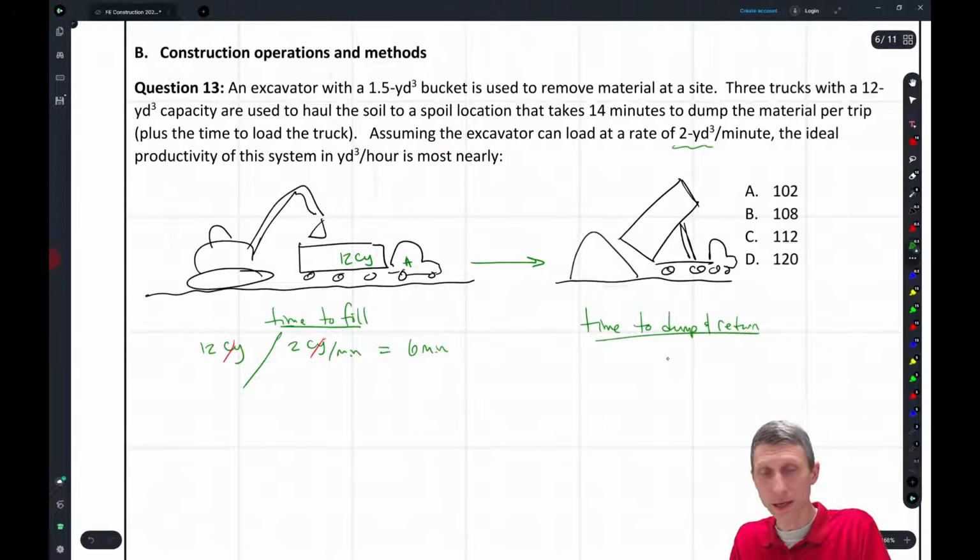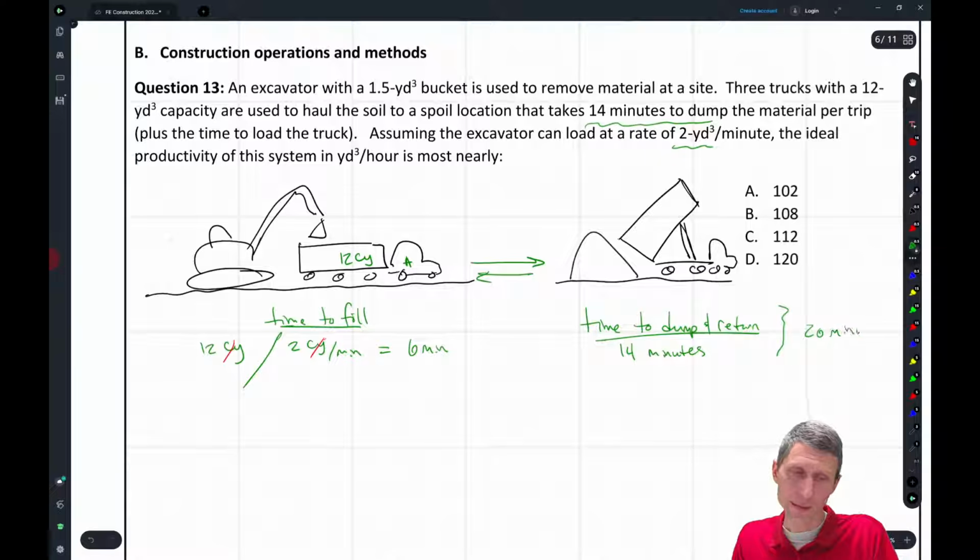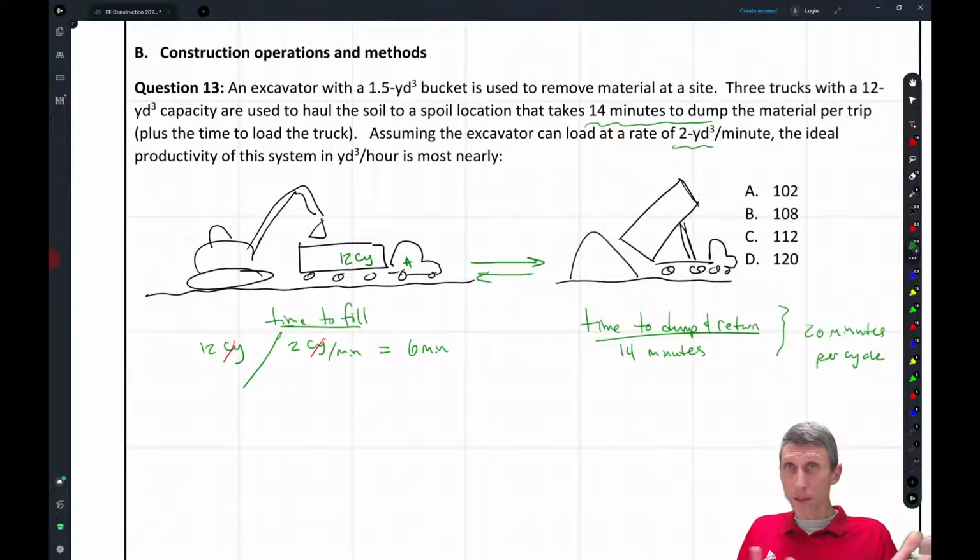Right? So what we're told here is that it's going to take 14 minutes per trip. This is just an estimate, but 14 minutes per cycle. So that's to go and to come back. It's going to take 14 minutes. So the total cycle here is going to take what? 20 minutes per cycle. So that works out pretty well, right?